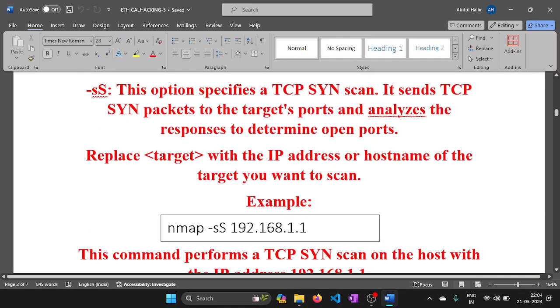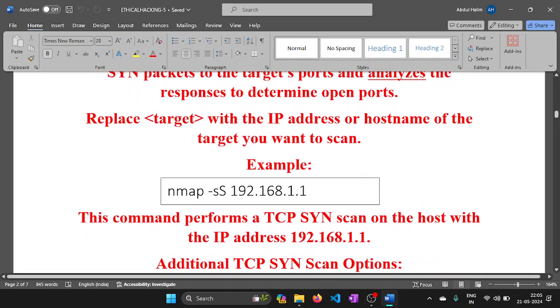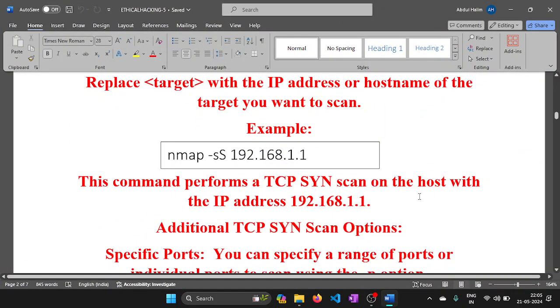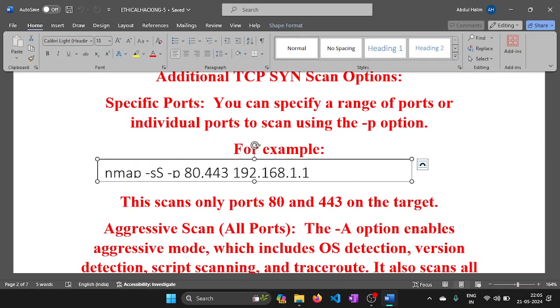Now let us replace the target with the IP address or host name of the target that you want to scan. Right. So this command performs a TCP SYN scan on the host with the respective IP address. Let us see the additional scan options. Specific ports. You can specify a range of ports or individual ports to scan using the -p option. So -p is used. So this scans only ports 80 and 443 on the target.